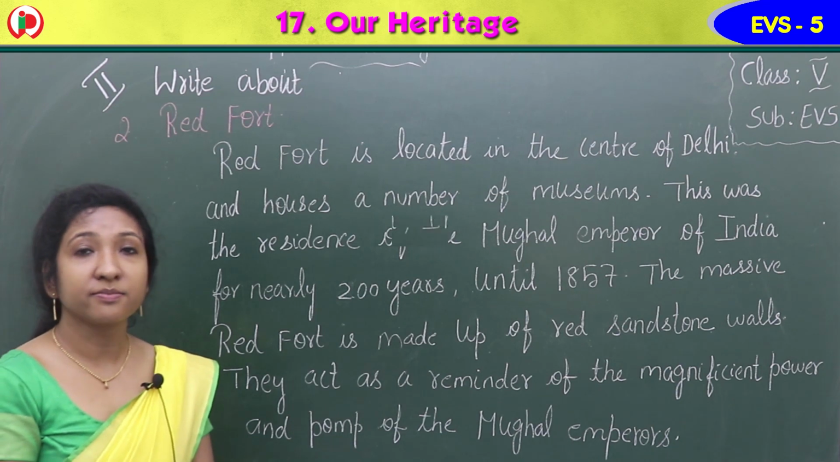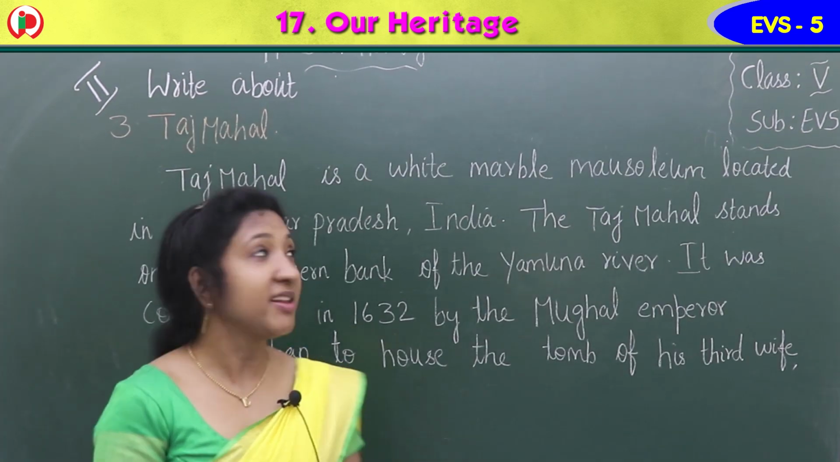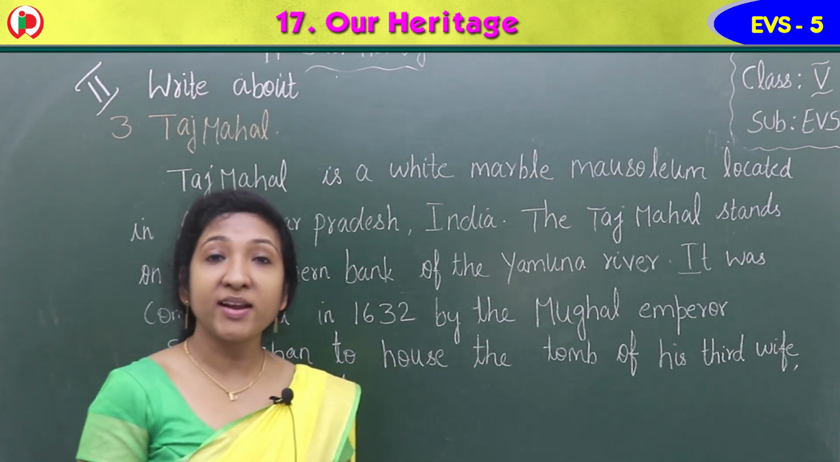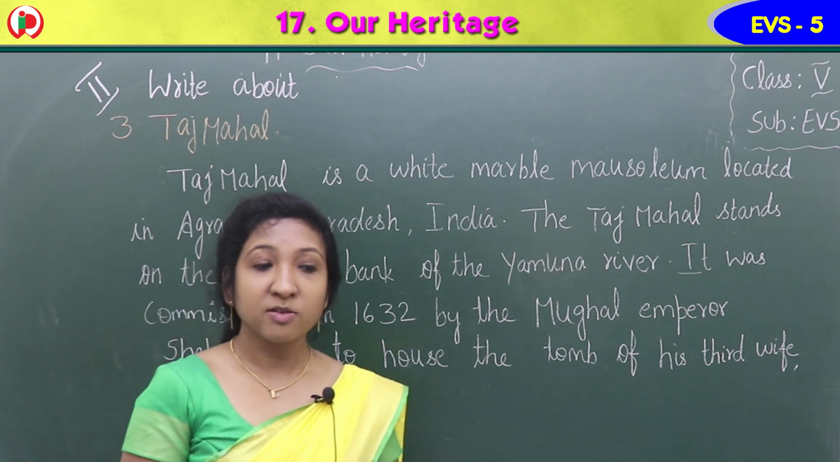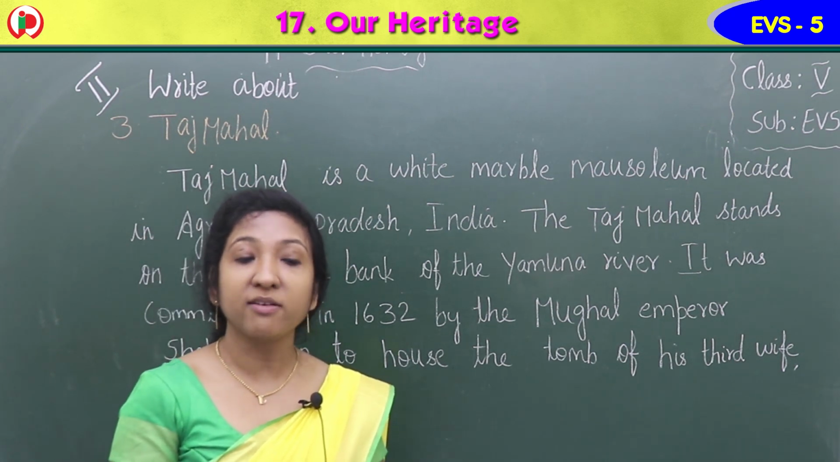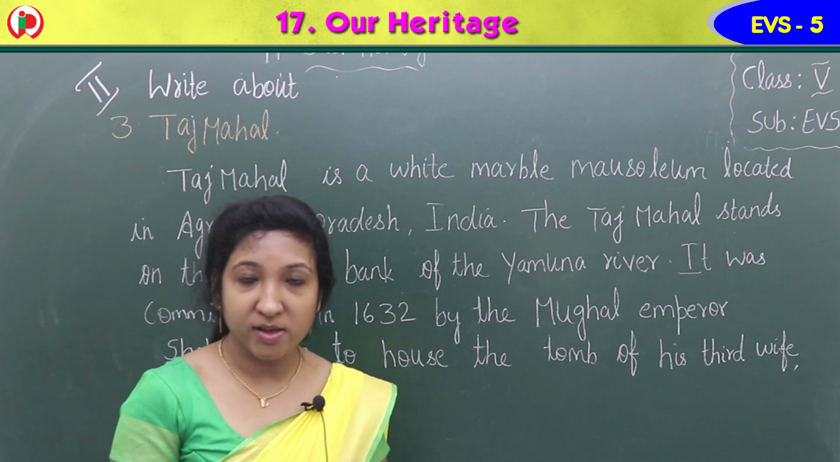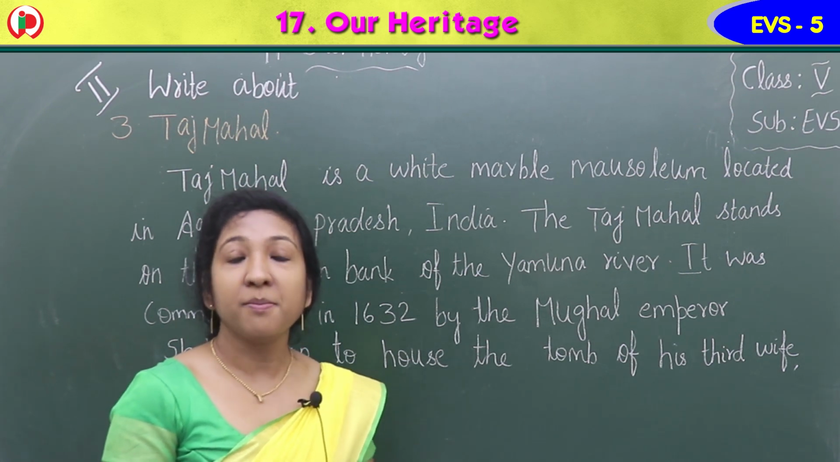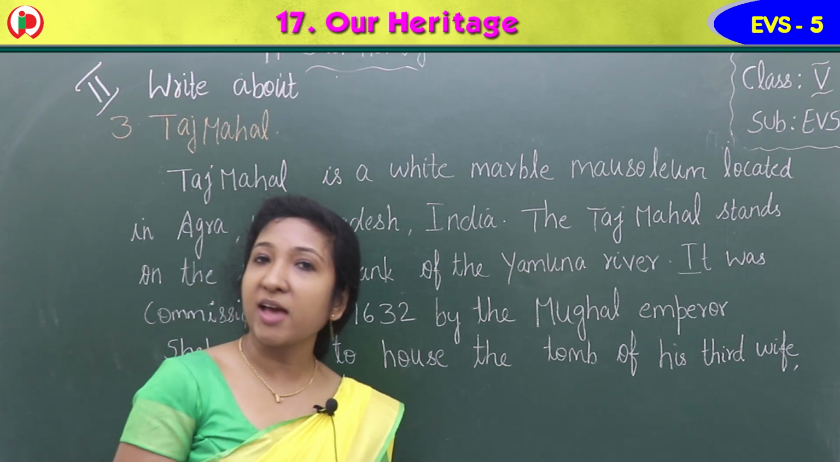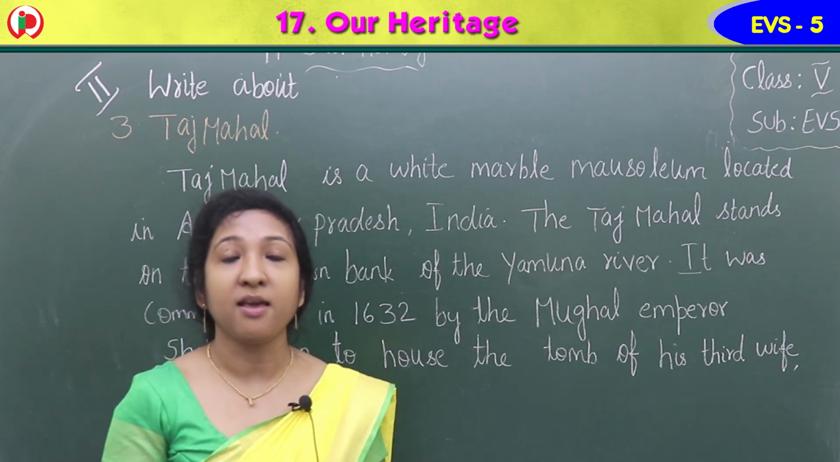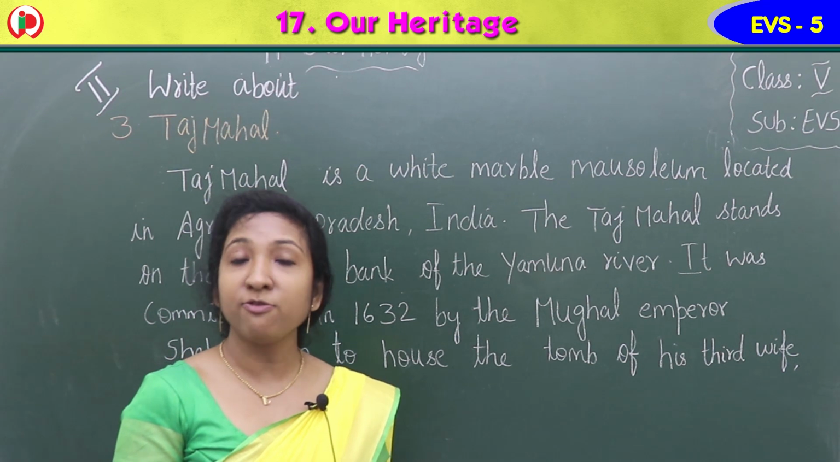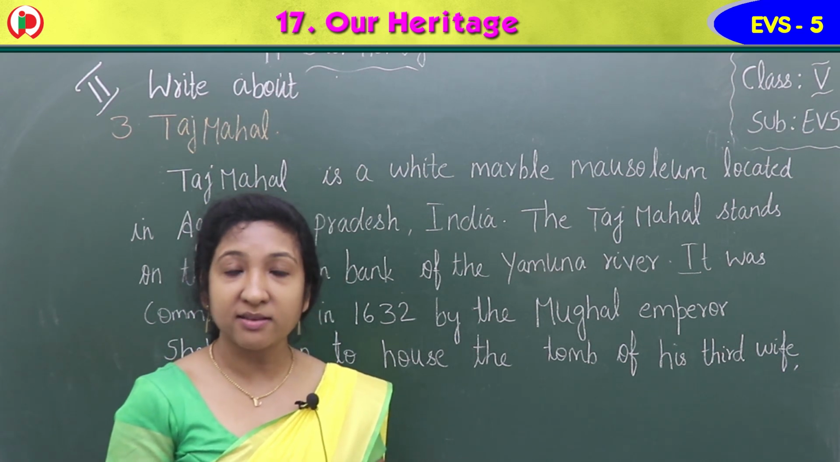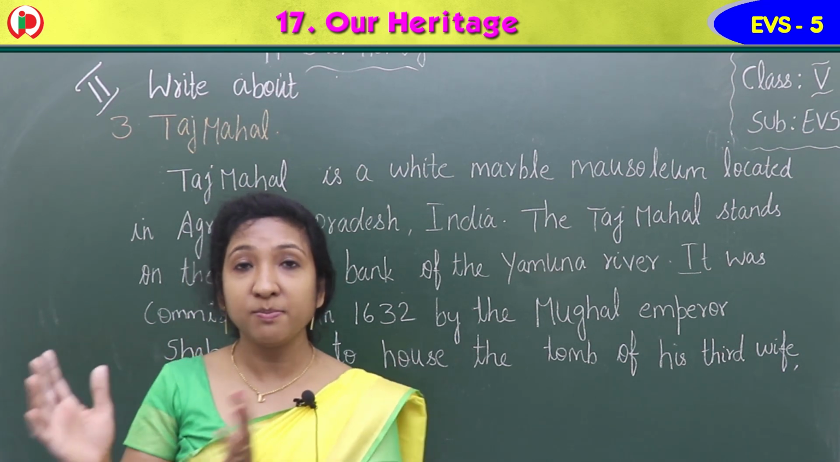Okay, children? Yes, children. So our next question, the third one, is about Taj Mahal. So we wrote about Agra Fort and Red Fort. Now Taj Mahal. You have already learned about this beautiful building, Taj Mahal, built by Shah Jahan in loving memory of his wife Mumtaz Mahal, isn't it? Yes, it is a white marble building.